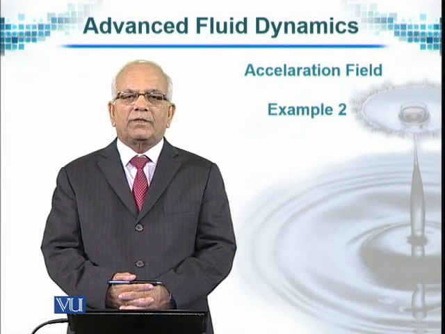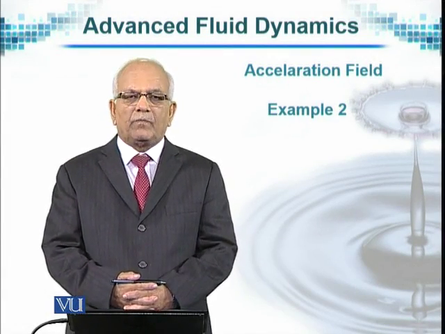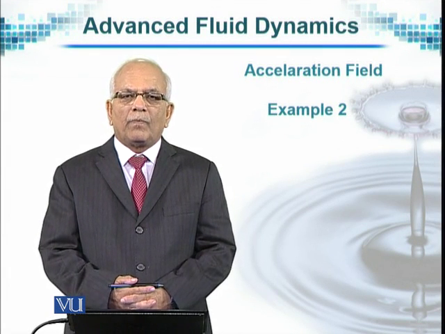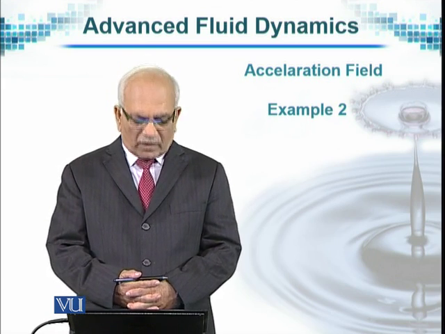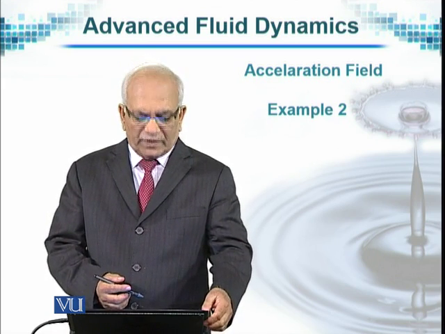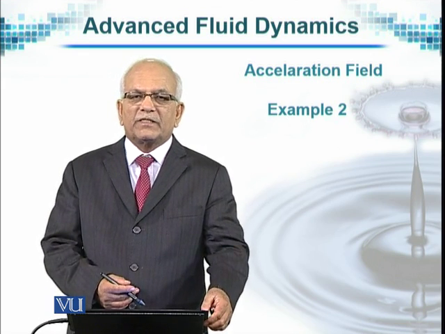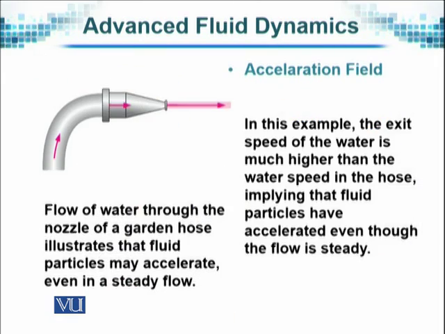Just as we did an example for calculating velocity field in a two-dimensional situation, we try and solve a simple example of acceleration field. Since this is the second such example, we call it example 2. In this example, let's assume that water flows through a nozzle in a garden hose and is thrown out through a nozzle that is given as in the picture.